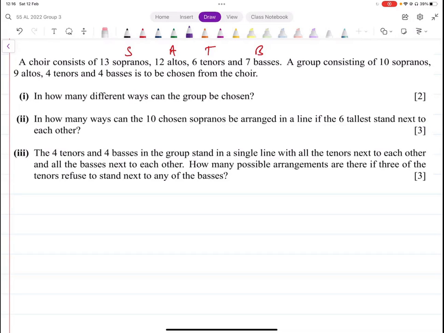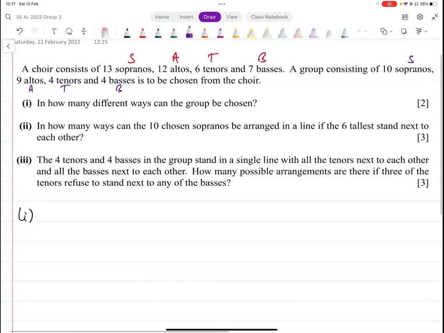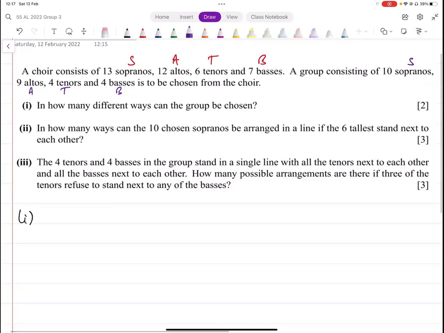So a group consisting of 10 S, 9 A, 4 T, and 4 B is to be chosen from the choir. Okay. And how many different ways can the group be chosen? Is it combinations or permutations? Combination. What will you do? Out of 13 you have to choose 10 S. So that's 13 C 10.